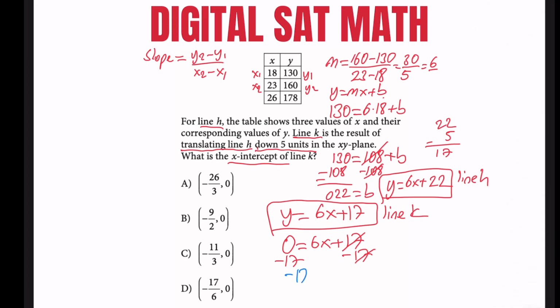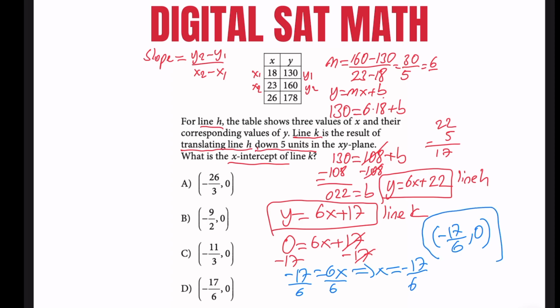So negative 17 is equal to 6x. If you divide both sides by 6, x will become negative 17 over 6. So the x value is negative 17 over 6, and the y value is already given as 0. I mean, we already substituted 0. So this is our final answer for the specific question. So the right choice is D.